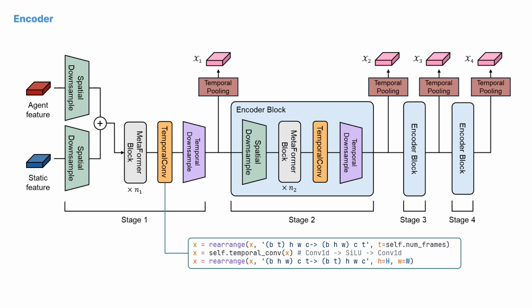This is our encoder structure. We base our encoder on the CAFormer S18 backbone, but because it is designed for static images, we add temporal convolution blocks to handle temporal input.